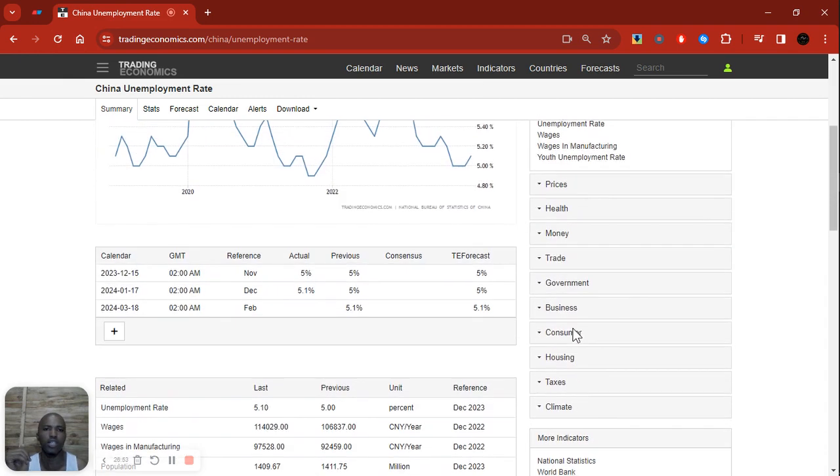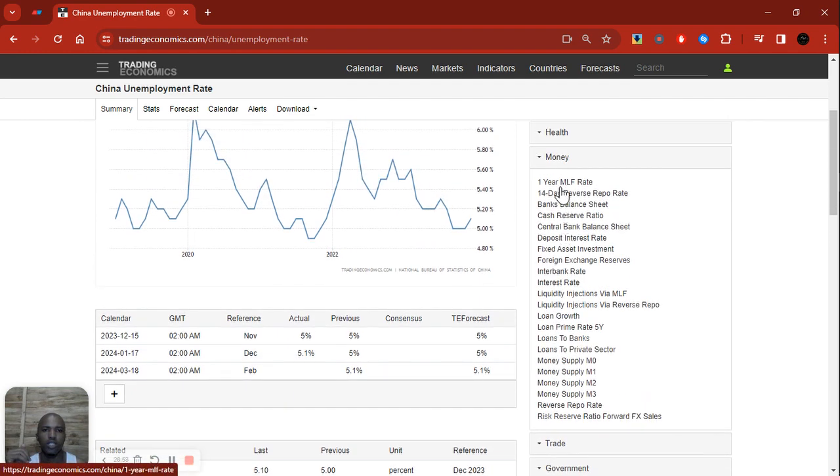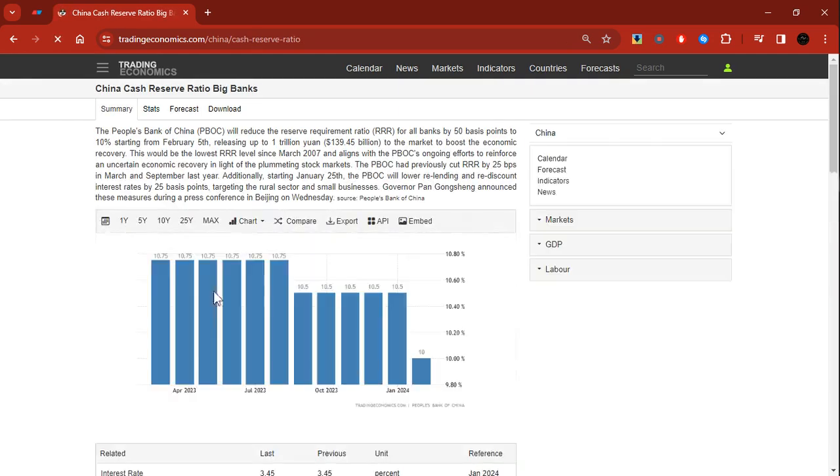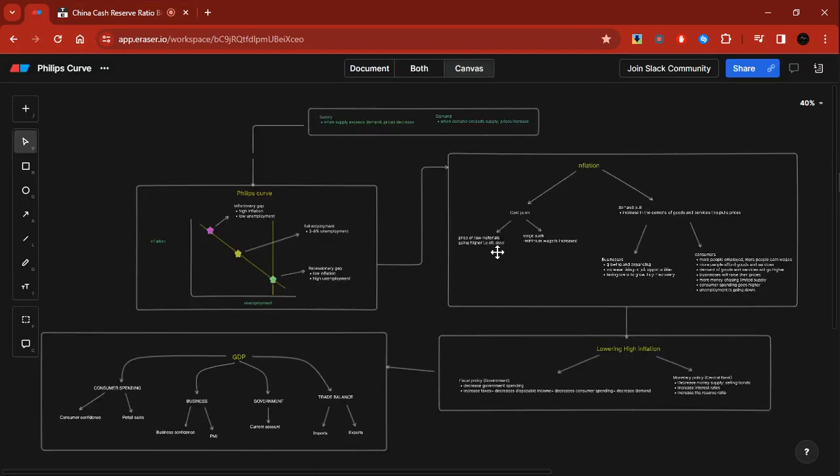But then let's go to money, right? Let's look at the reserve ratio. The cash reserve ratio, right? So let's look at the cash reserve ratio. The People's Bank of China will reduce the reserve requirement ratio for all banks by 50 basis points to 10% starting from February 5th, releasing up to one trillion yuan to the market to boost the economic recovery.